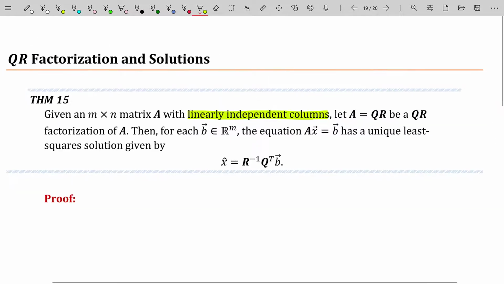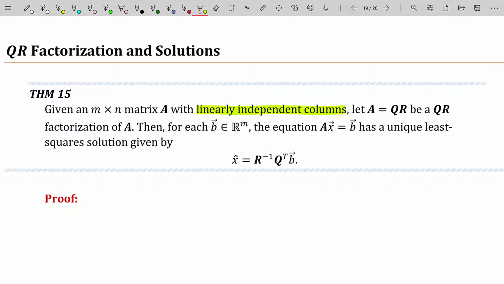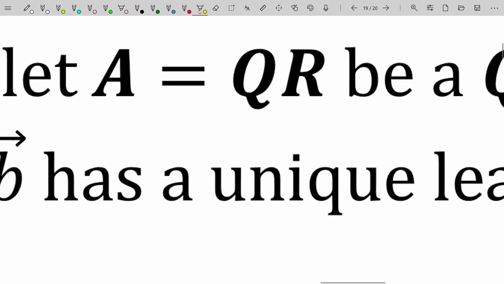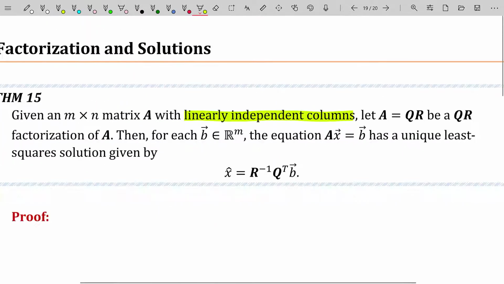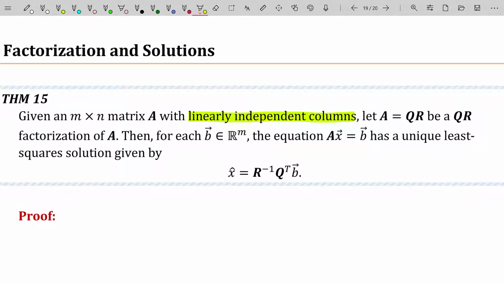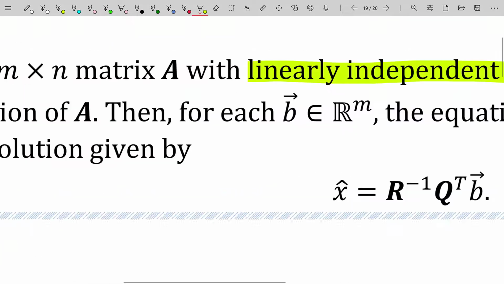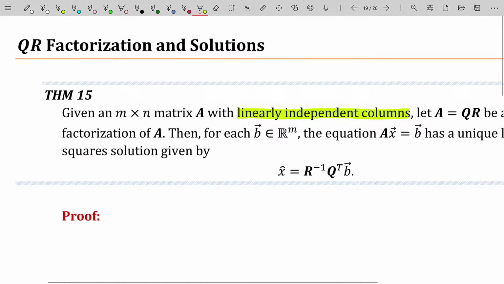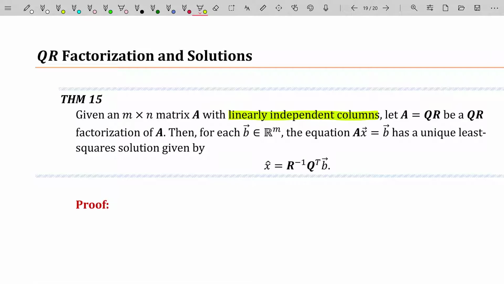However, again, given a matrix A with linearly independent columns, we're going to let A equal QR be the QR factorization of that matrix A. And remember, you use the Gram-Schmidt process to go ahead and find the QR factorization for a matrix A. We will do it in a moment anyway, so if you need a review, we're going to be doing it here. Then it will be the case that for each vector B in R^m, the equation Ax equals B has a unique least squares solution that we already knew just because of the fact that A has linearly independent columns.